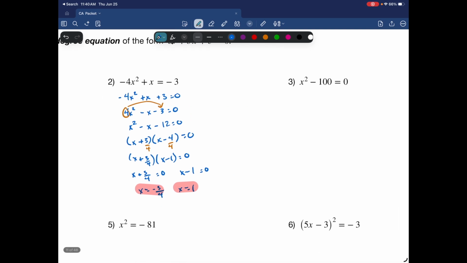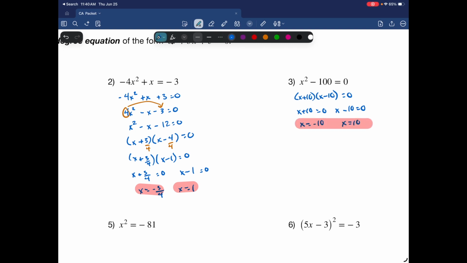On 3, this is the difference of two squares. The square root of x squared is x. The square root of 100 is 10, so it's going to be x plus 10, x minus 10 equals 0. That gives x plus 10 equals 0, x minus 10 equals 0, and so x equals negative 10, x equals positive 10. And those are my answers.